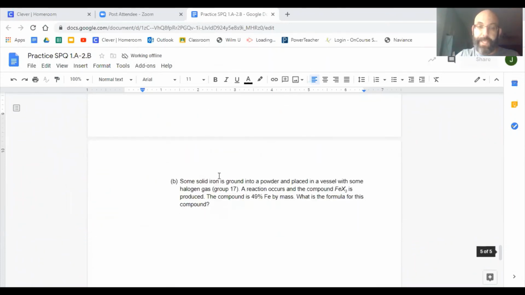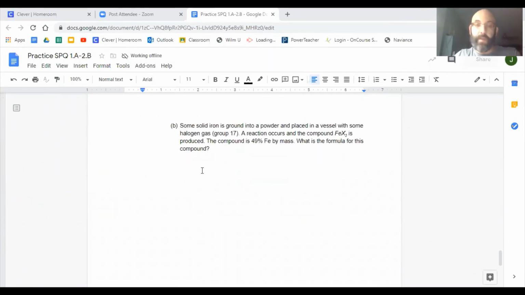All right, B. Some solid iron is ground into a powder and placed in a vessel with some halogen gas, group 17: fluorine, chlorine, iodine, bromine, right? And a reaction occurs, and the compound FeX3 is produced. The compound is 49% by mass iron. What is the formula for said compound?